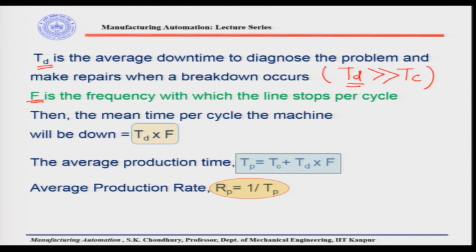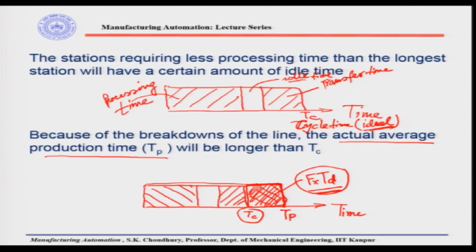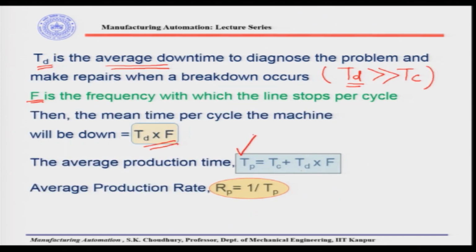So, what we are taking is the average downtime, not the maximum one; on an average how much downtime there is for the line. F, we said, is the frequency with which the line stops per cycle. If it is 1 in 100 cycles, it is 0.01 and so on. So, the mean time per cycle the machine will be down is TD into F, and we add that to the TC to find out the average production time.